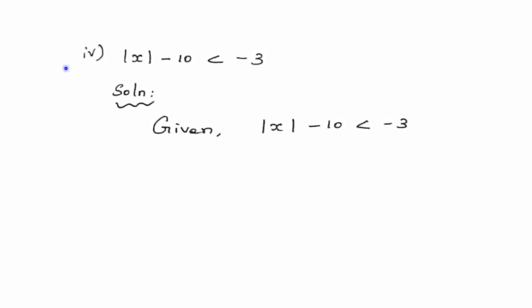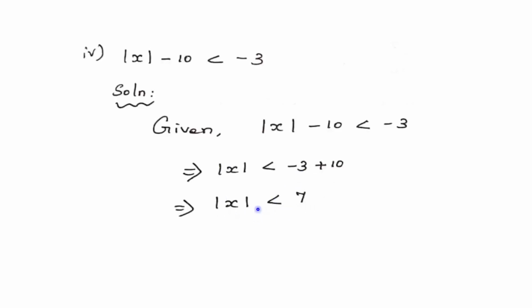Let us see the fourth subdivision. The question is modulus of x minus 10 less than minus 3. See this solution. First you have to write the given data, that is modulus of x minus 10 less than minus 3. We want only this x term. So you have to write this as modulus of x less than this minus 10 come this side plus 10. Okay, so this modulus of x is less than this minus 3 plus 10 means 7.